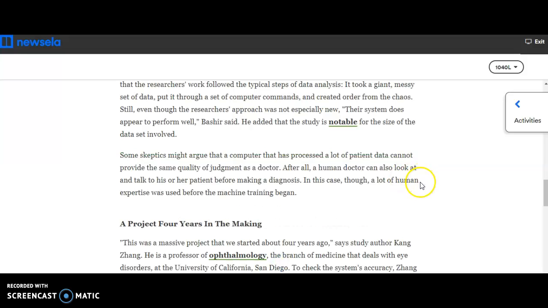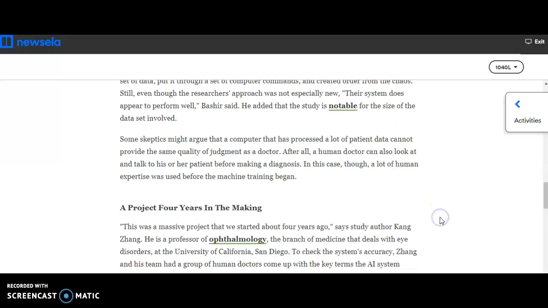So you hear that word note in there. Some skeptics might argue that a computer that has processed a lot of patient data cannot provide the same quality of judgment as a doctor. After all, a human doctor can also look at and talk to his or her patient before making a diagnosis. In this case, though, a lot of human expertise was used before the machine training began.